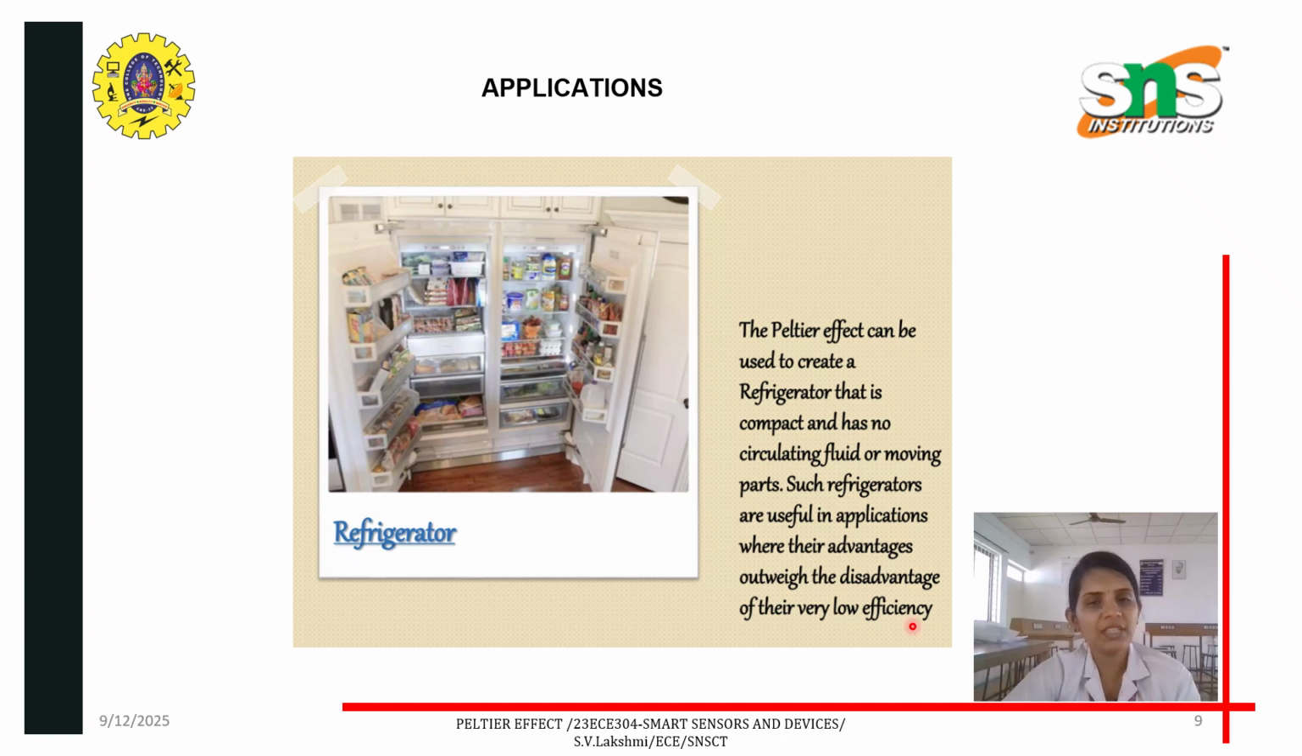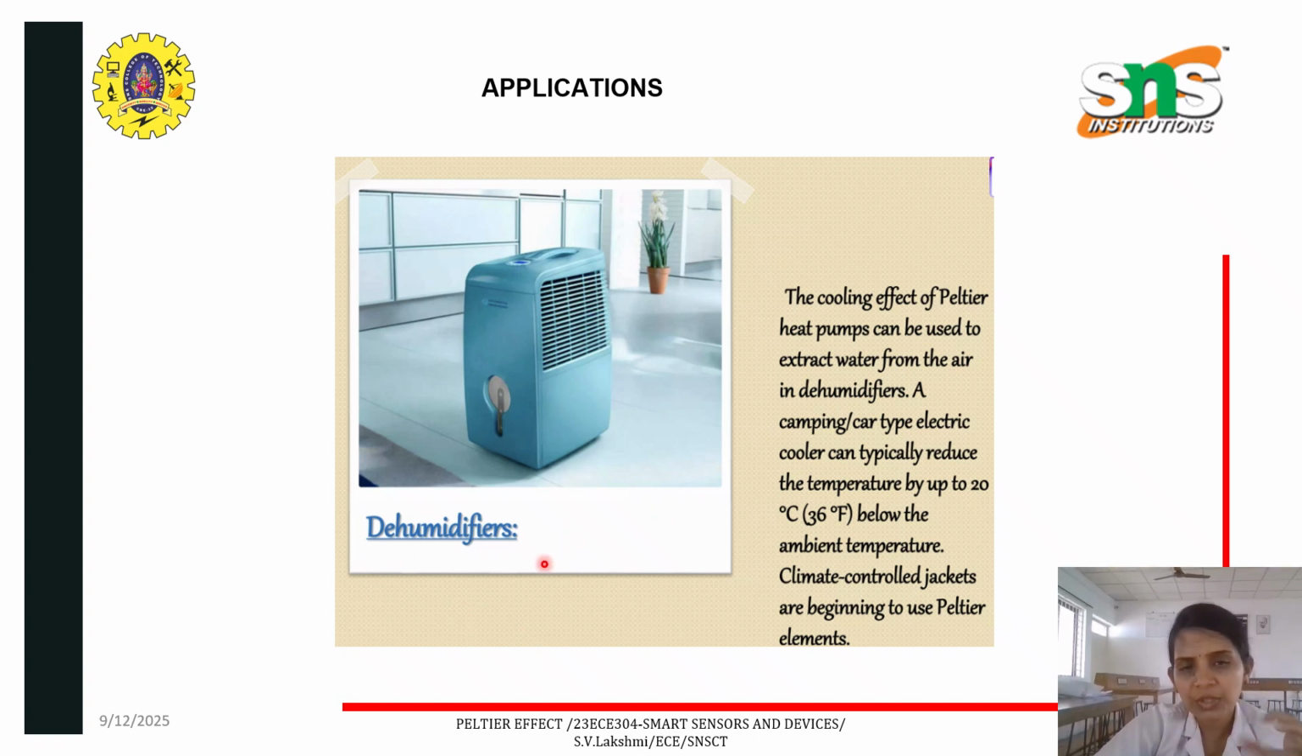The most commonly known application of the Peltier effect is our refrigerator. This effect is used in designing a refrigerator which has no circulating fluid or moving parts. These are used in applications where the disadvantage of low efficiency is outweighed. That is, this might not be very efficient, but we can use the Peltier effect to create a refrigerator which is very compact and has no circulating fluid. In such cases, we can use this. Also dehumidifiers: the cooling effect of these Peltier pumps can be used to extract water from the air in dehumidifiers. This application can be used up to 20 degrees Celsius below the ambient temperature.